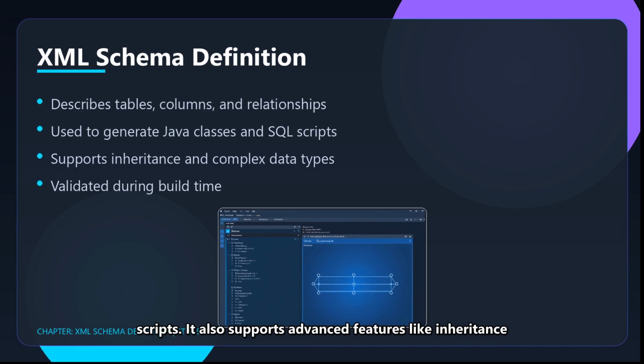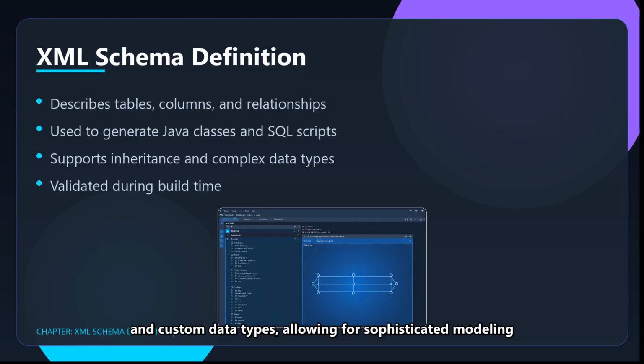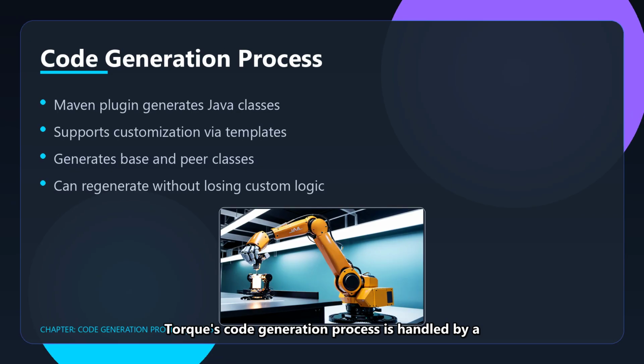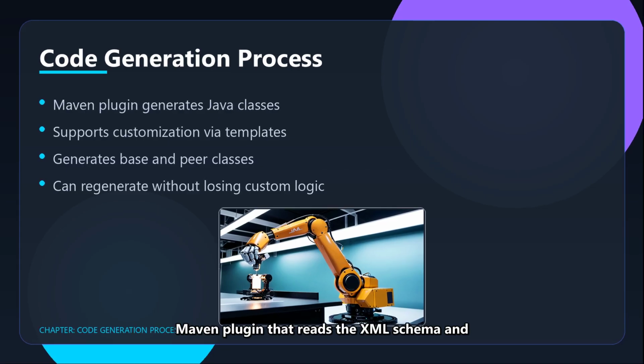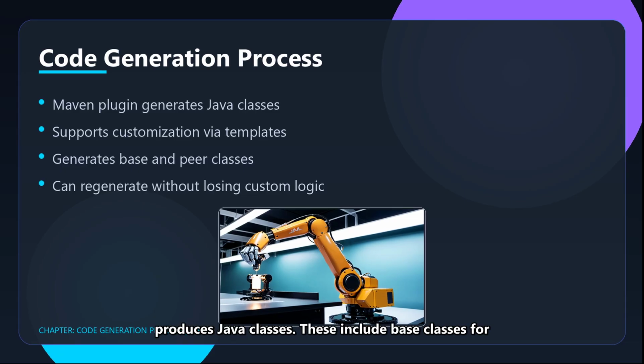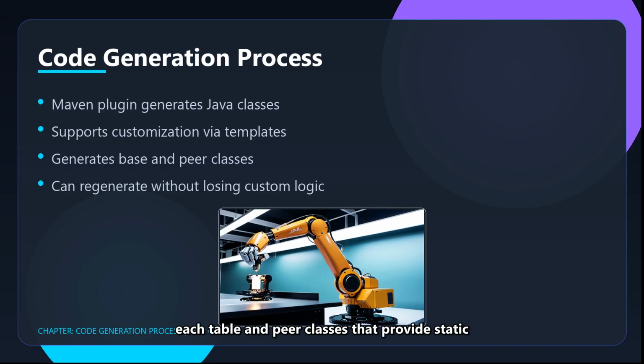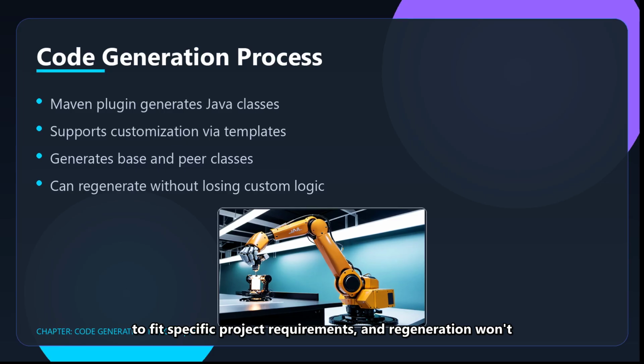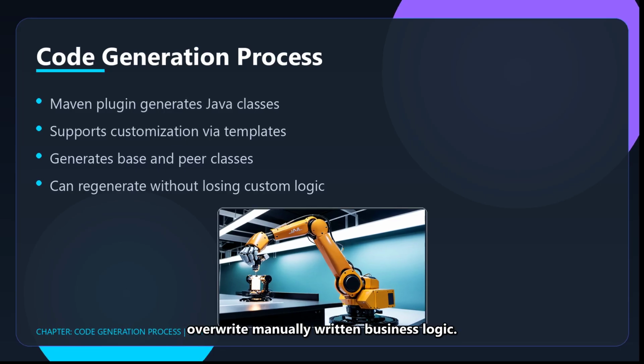It also supports advanced features like inheritance and custom data types, allowing for sophisticated modeling of real-world data structures. Torque's code generation process is handled by a Maven plugin that reads the XML schema and produces Java classes. These include base classes for each table and peer classes that provide static access to database operations. Templates can be customized to fit specific project requirements, and regeneration won't overwrite manually written business logic.